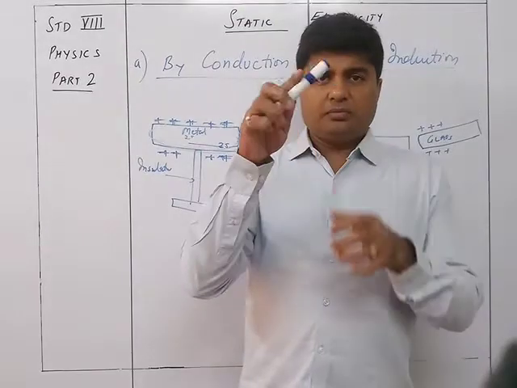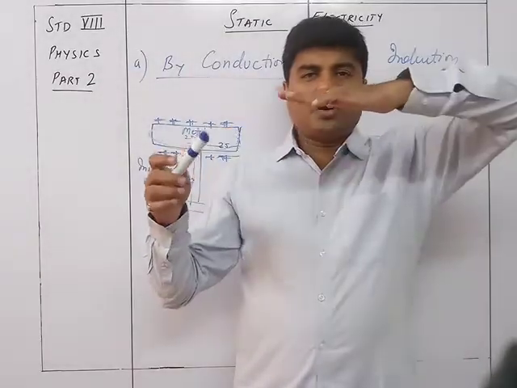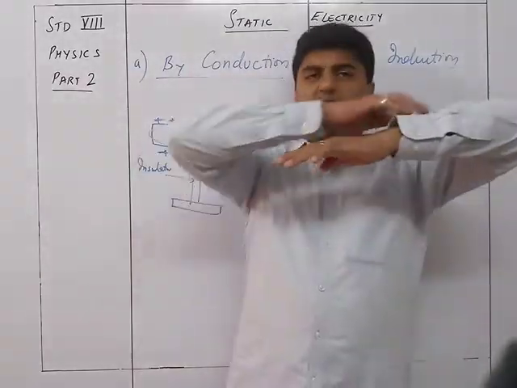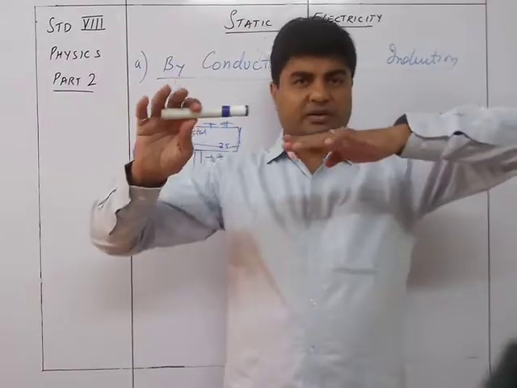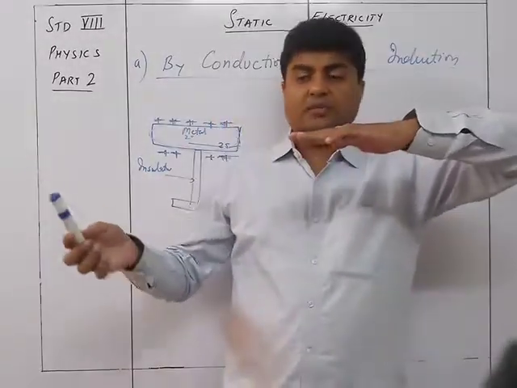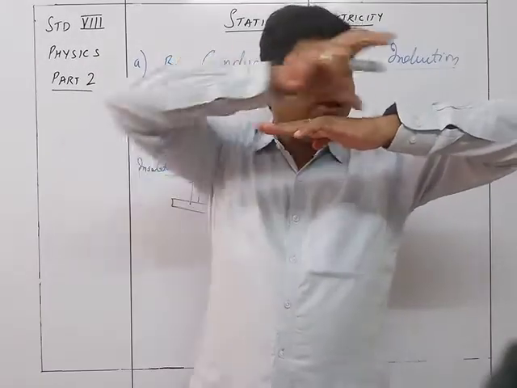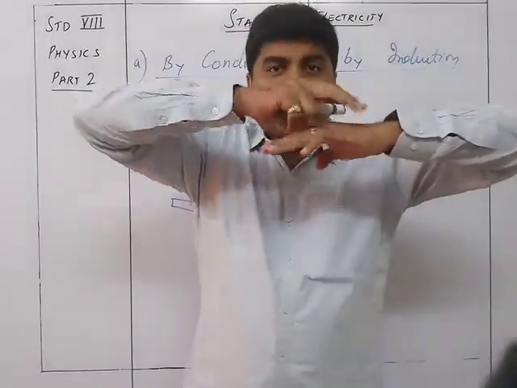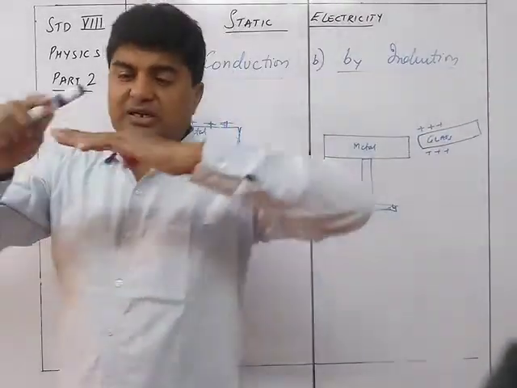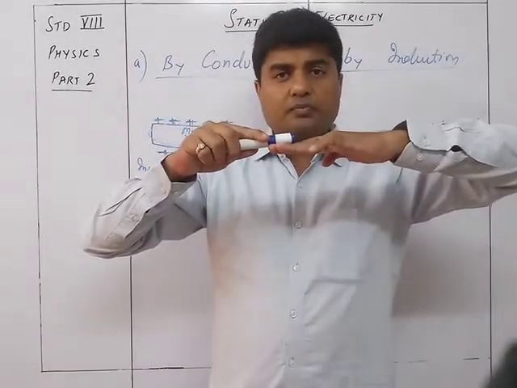Rubbed with silk, positive charge. This is the rod, the metal rod. It has many free electrons on it. Okay, there are many free electrons in it. Why? Because it's a metal rod, so it's a good conductor. When the positive charge comes over here, what will happen? The electrons from all these places are going to be attracted towards the end of the conductor.